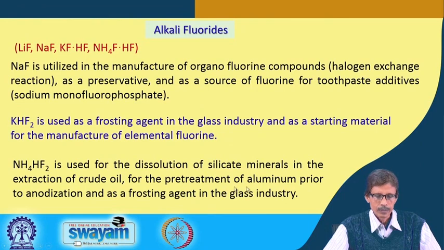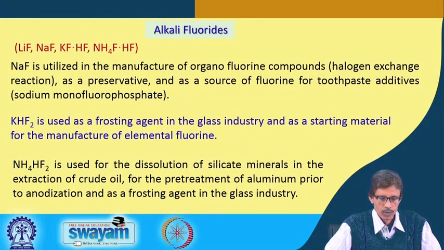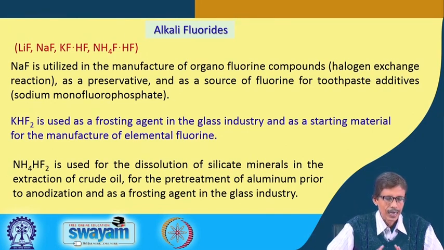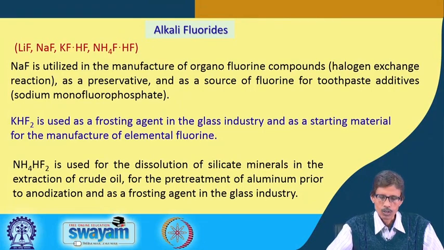It is also used for the pre-treatment of aluminum prior to anodization and as a frosting agent, like your potassium bifluoride; ammonium bifluoride is also helpful as a frosting agent. And sometimes, since it can also attack the solid aluminum by the formation of aluminum trifluoride or the corresponding aluminum hexafluoride, you can go for the corresponding anodization of the aluminum metallic surface.